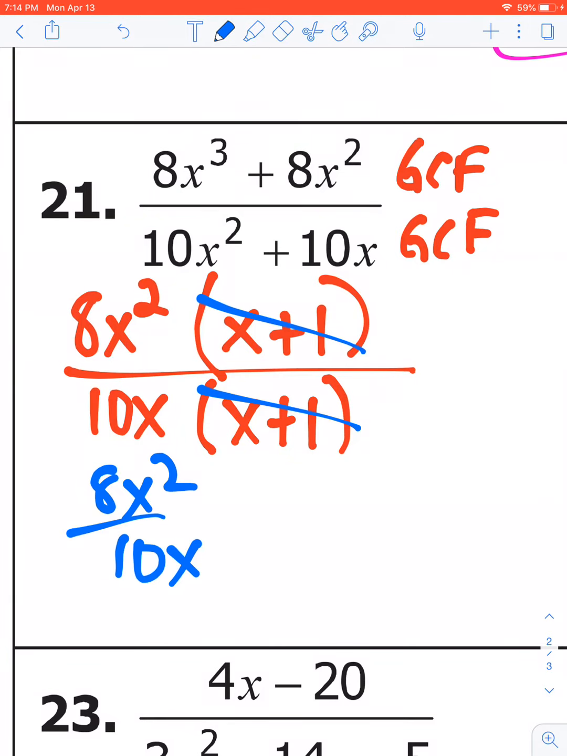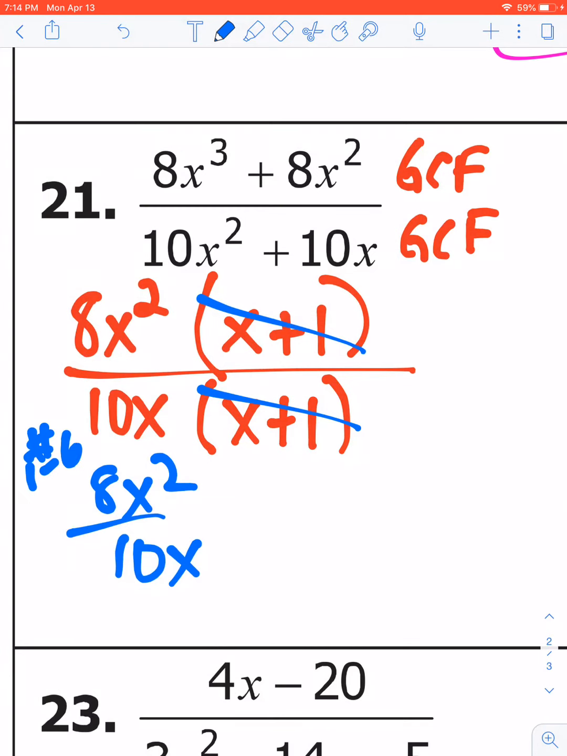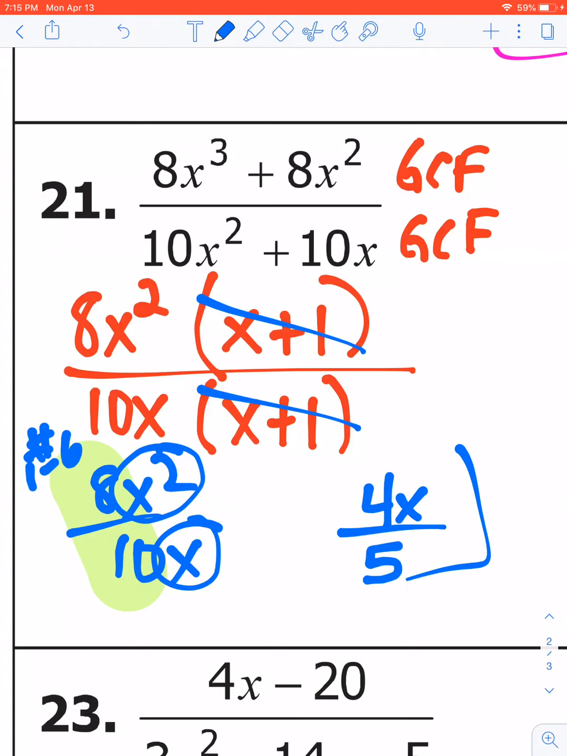But now this is a problem like numbers 1 through 6. It's a monomial over a monomial. So now I look at the 8/10, and that reduces to 4 over 5. And if I have 2 x's on top and 1 x on bottom, I am left with an x on top.